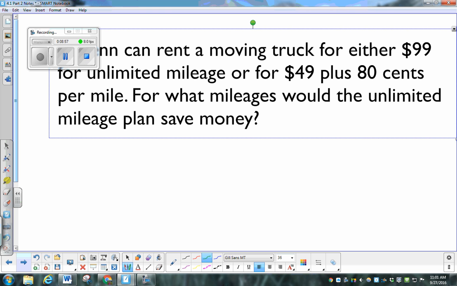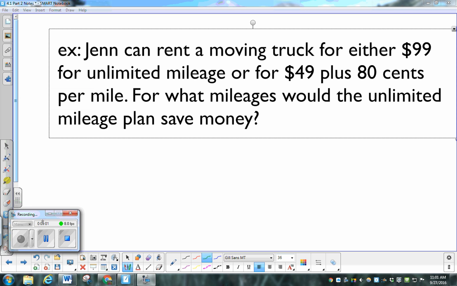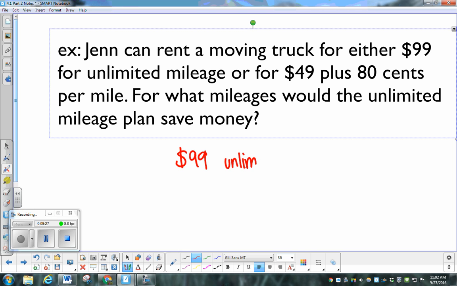All right, we're going to do a sample problem right here. So it might be helpful right now to, maybe you don't want to write the entire problem, all the words down, but you need to write down what's important. Let's practice that together. So it says Jen can rent a moving truck for either $99 for unlimited mileage. So if I was doing this problem myself, I would probably go ahead and write down right now that we know one option is to rent it for $99, and that gives her unlimited miles.